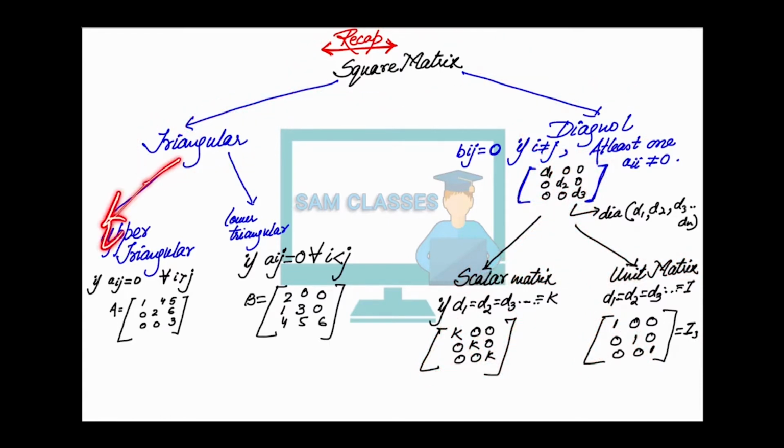Here we have upper triangular, where above the diagonal elements were there, a triangle was formed. Here below the diagonal elements are there and triangle is formed, that is lower triangular. So this is the recap of the whole section. Clear, students? Let's move on to the next section.